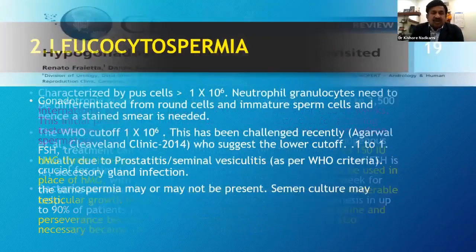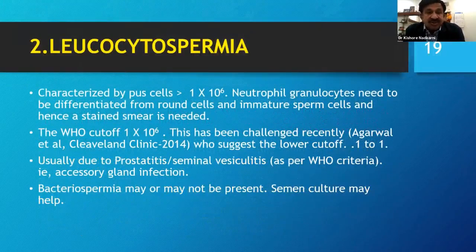Now, leukocytospermia, the second specific cause where the cause is known. This is presence of pus in the semen, or pus cells in the semen. This is characterized by pus cells 1 into 10 raised to 6. Neutrophil granulocytes need to be differentiated from round cells and immature sperm cells, and hence a stained smear is always done. The WHO cutoff is 1 into 10 raised to 6, and recently a lower cutoff has been suggested.